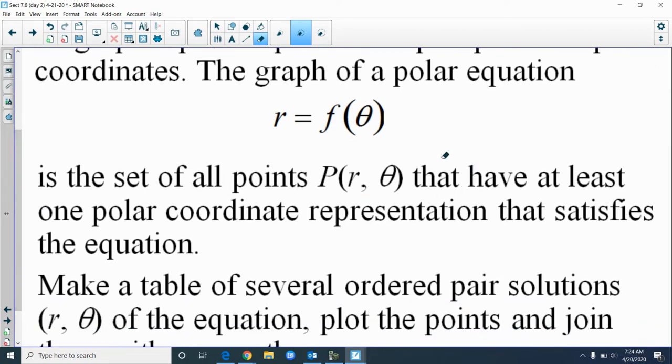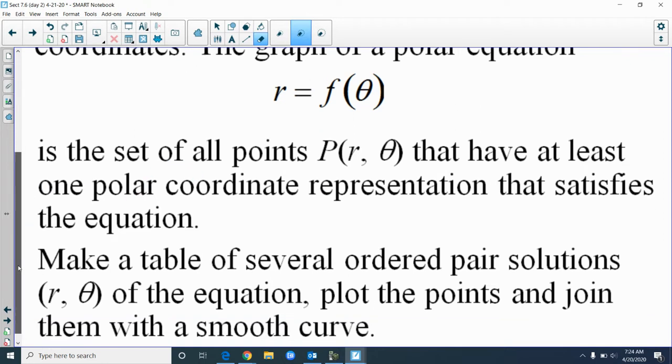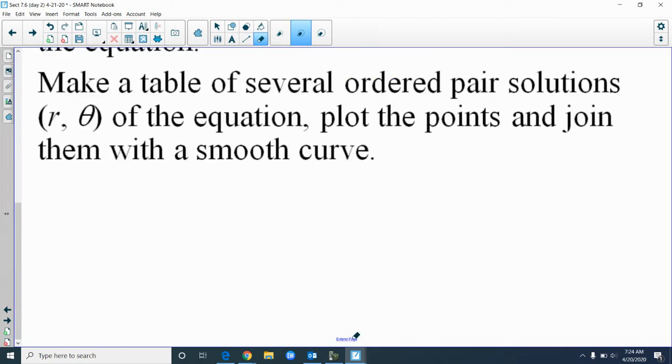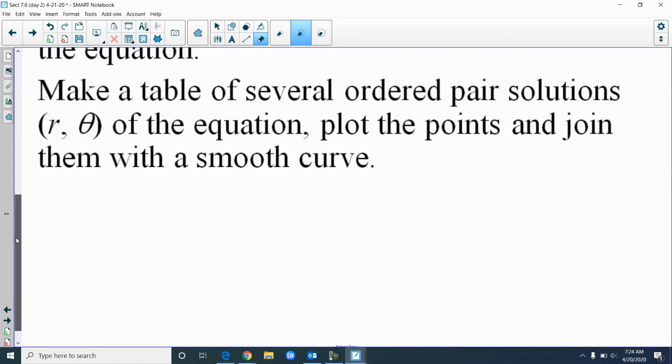Now that's the set of all points that have at least one polar coordinate that satisfies the equation. Make a table of several ordered pair solutions, plot the points, and join them with a smooth curve. These are all going to be curves for those.